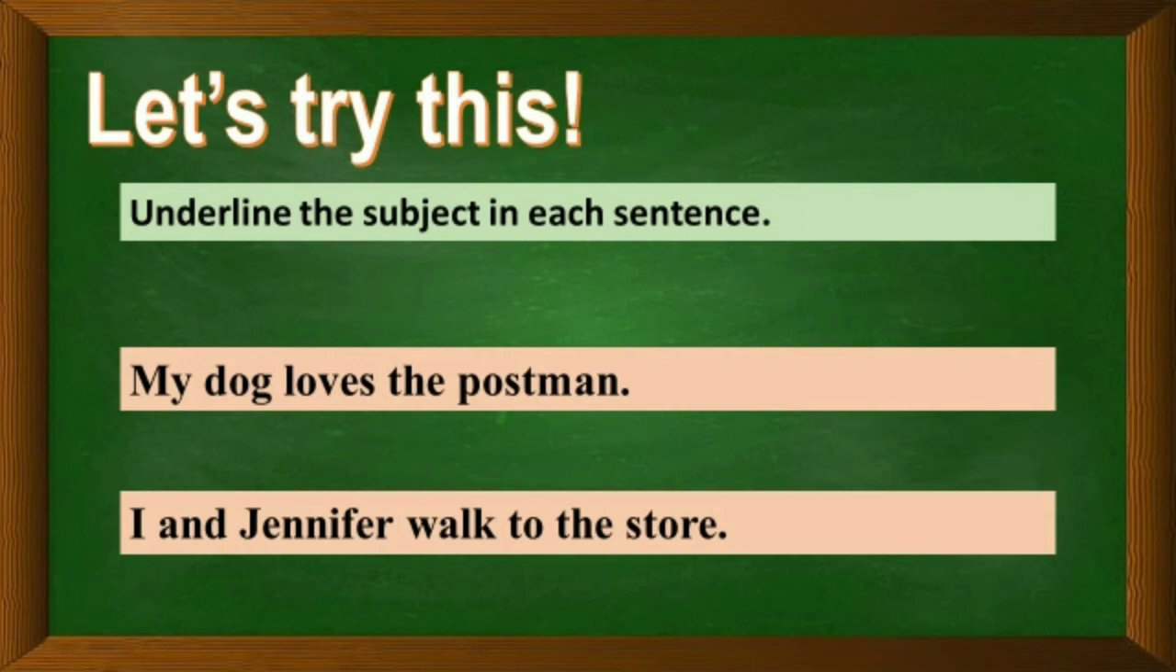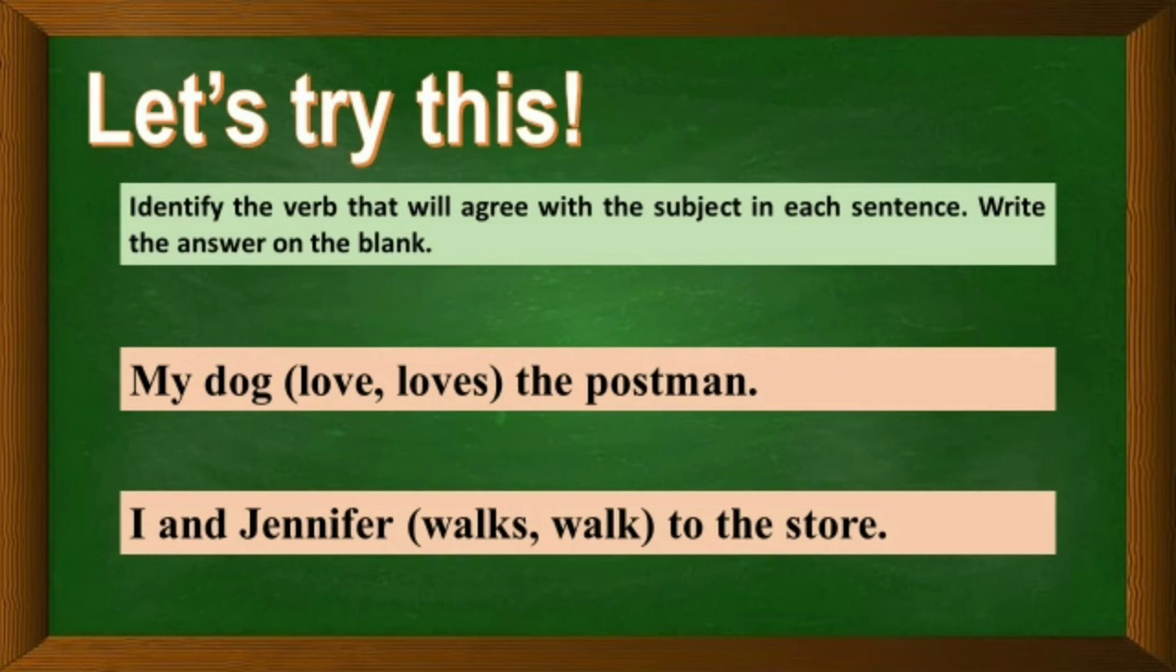Next sentence is, I and Jennifer walk to the store. Who does, or which word does, the action? It is I and Jennifer. So you have to underline I and Jennifer because this is the subject in this sentence.